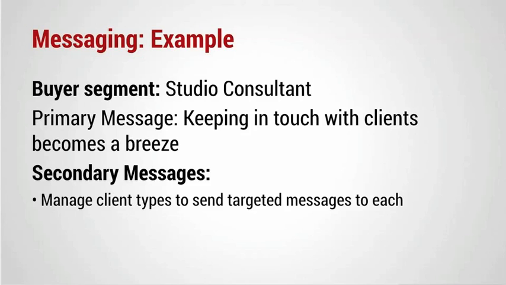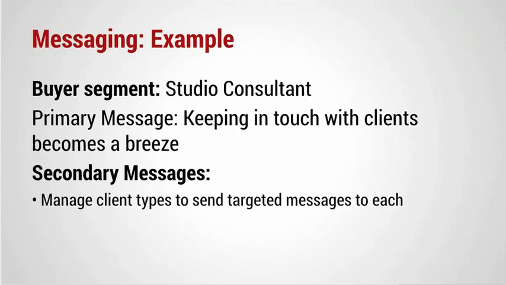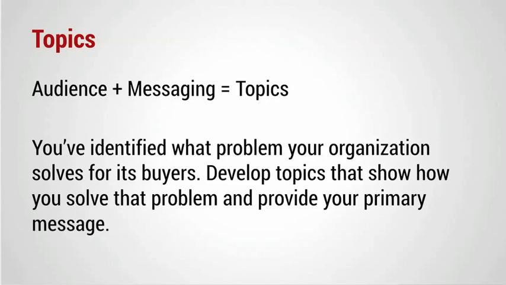So studio consultants may not really care about the primary message, that you get to reach out to targeted audiences. What they care about is that they have clients they're supposed to be consulting with all the time. So their primary message might be something like, keeping in touch with clients becomes a breeze. And a secondary message that supports that could be something like, you can manage client types to send targeted messages to each. So you can see that each buyer segment, which is represented by a persona, gets its own primary message and secondary messages. Let's move on to topics.